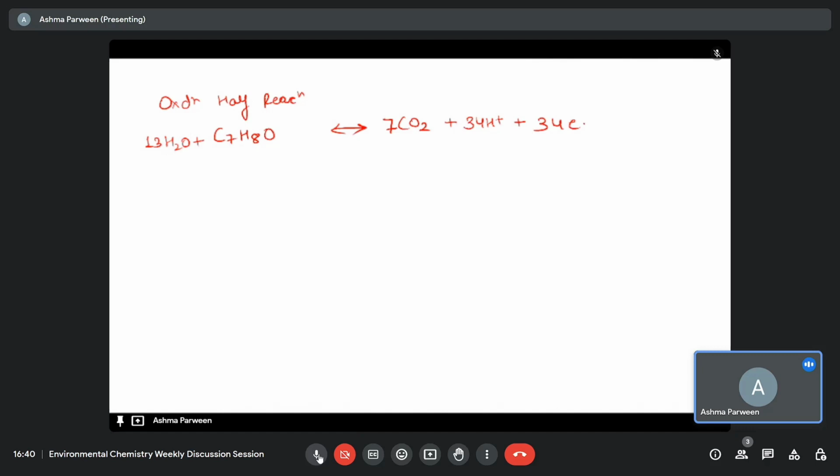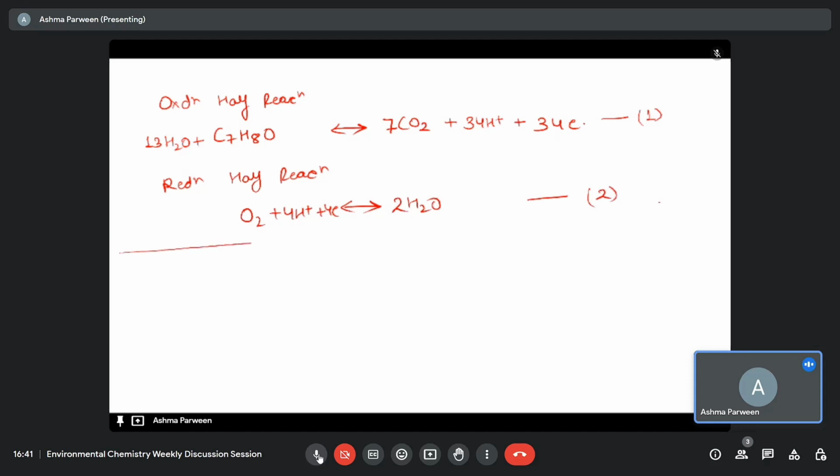So everything is balanced. Next we will balance the reduction half reaction. Oxygen is the oxidizing agent, so it itself will get reduced. So oxygen will get reduced to form H2O. We will balance oxygen, 2 oxygen, so 2 H2O. Next balance the hydrogen atoms and finally balance the charge. So this is reaction number 1 and this is reaction number 2. Finally we will add these reactions to get the overall oxidation-reduction reaction.